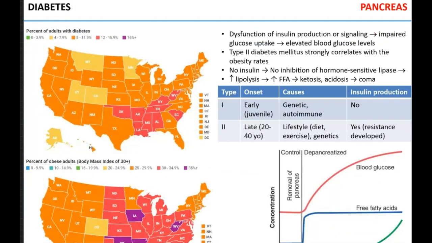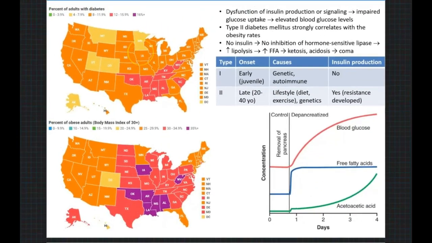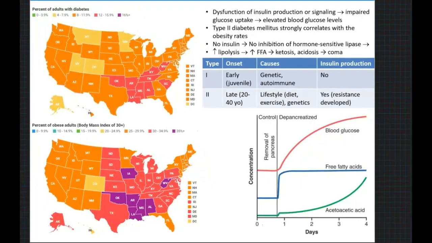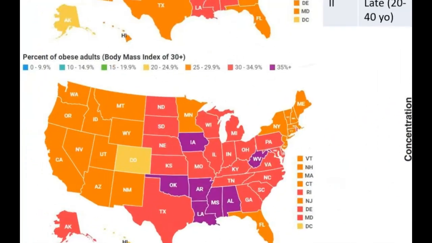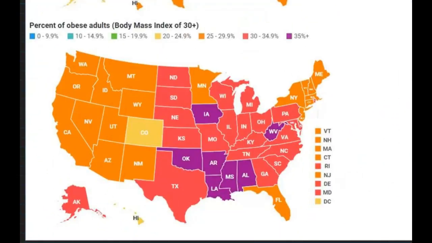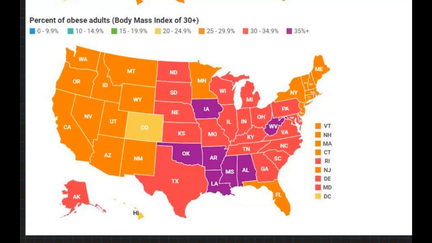So, diabetes. This is the old map. Both of them, actually. Okay? So, percent of obesity. What is the healthiest state in the US? Based on the body weight. Now, if you look at this data, Colorado is 20 to 24.9, not anymore. They went over 25%. Okay? What is the most obese state in the US?